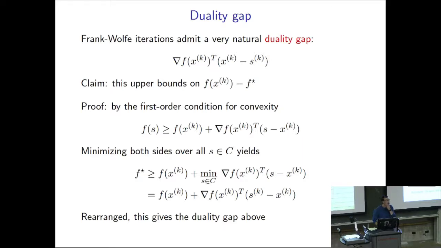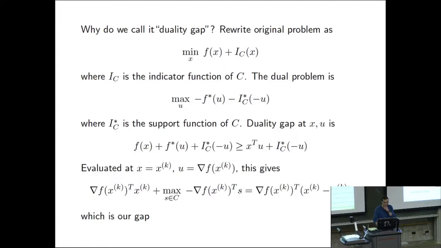Did you say the last slide? I didn't hear what you said. Last line. This is just evaluating this at the point x equals x_k and u equals the gradient of f of x_k.